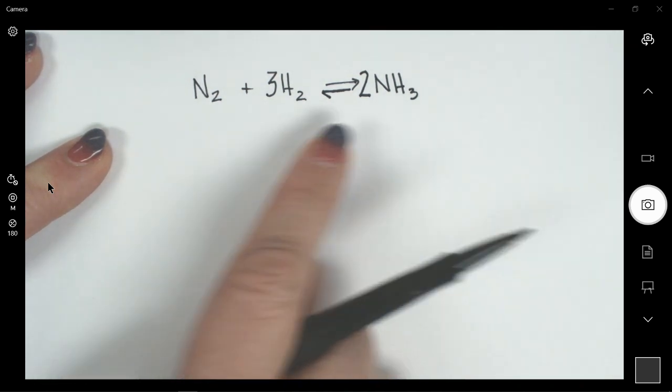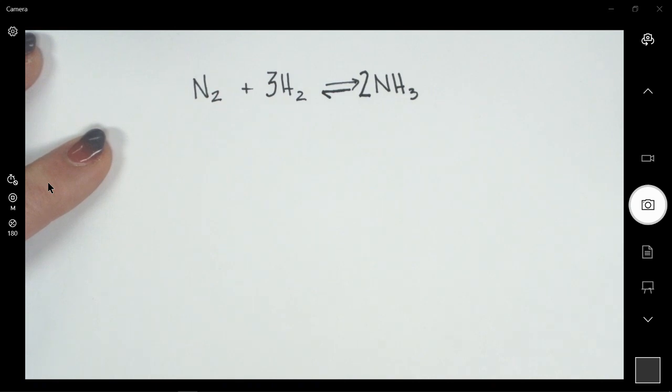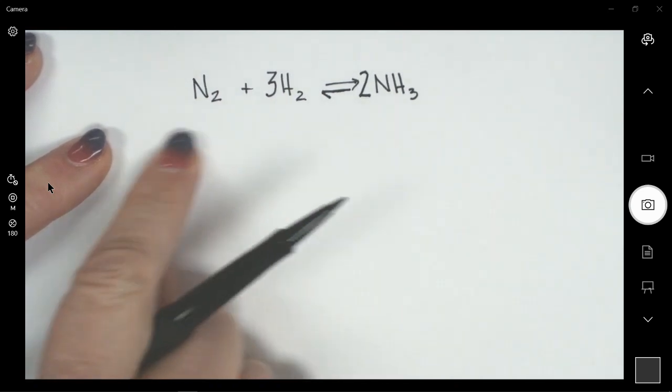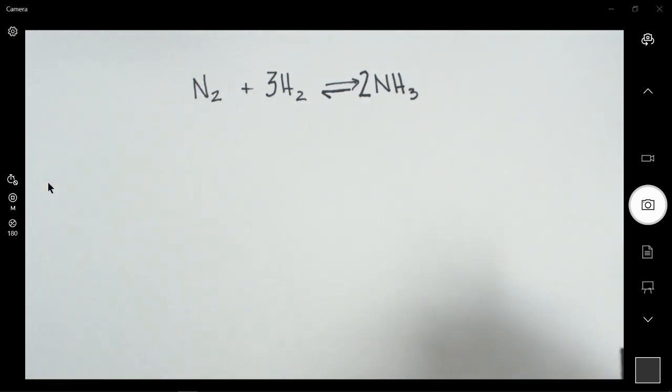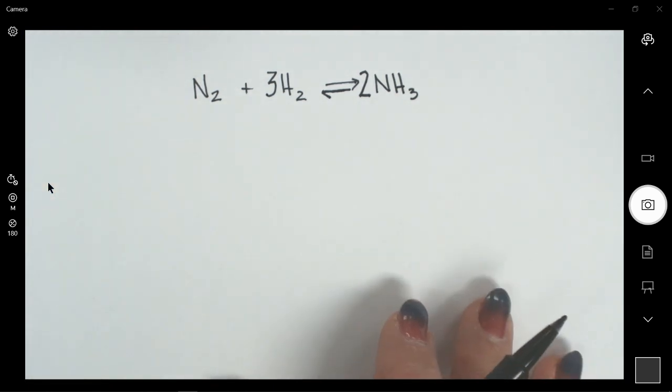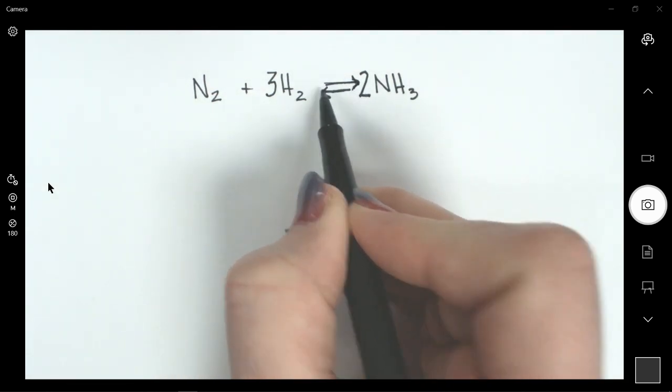What type of reaction is this if it's going to the right? Synthesis reaction. And then if it was going to the left, decomposition reaction. So a lot of reactions occur in equilibrium.